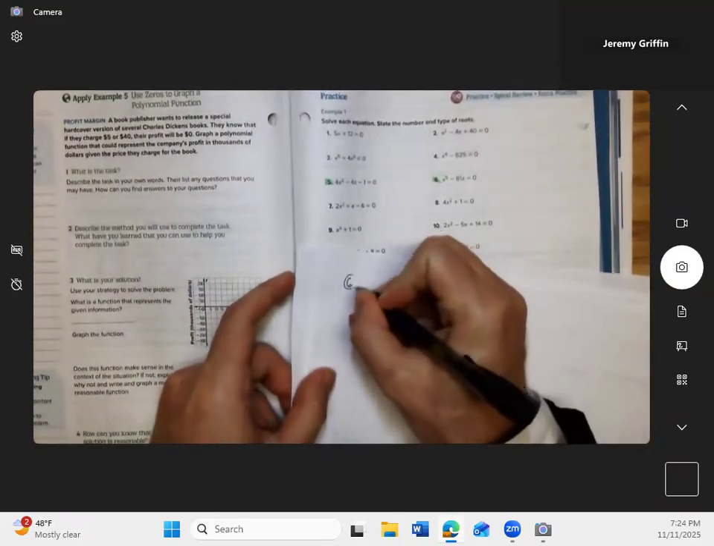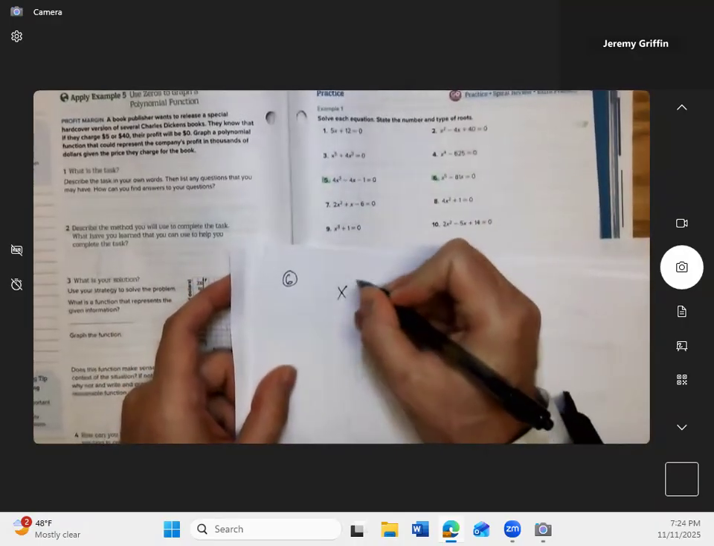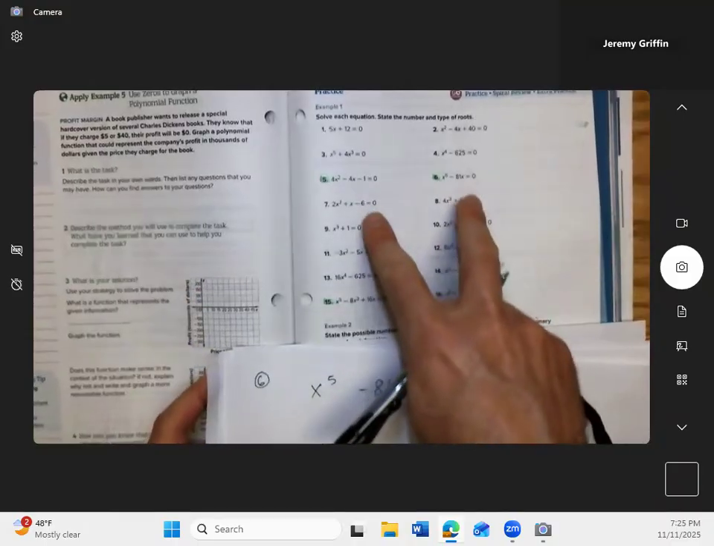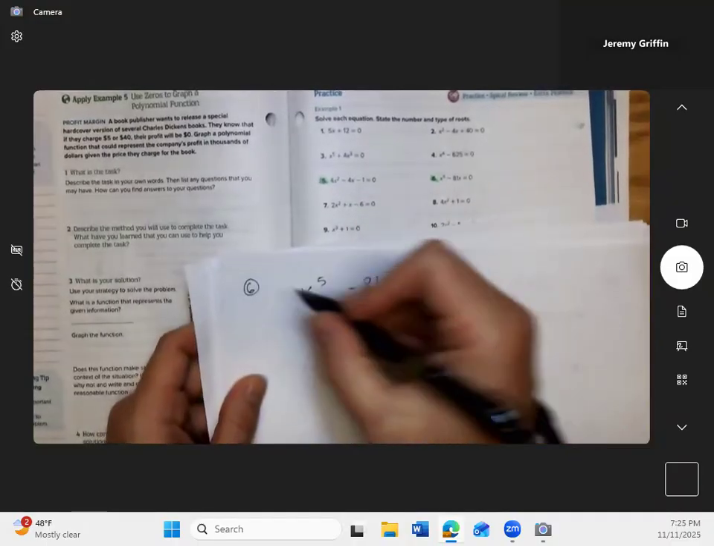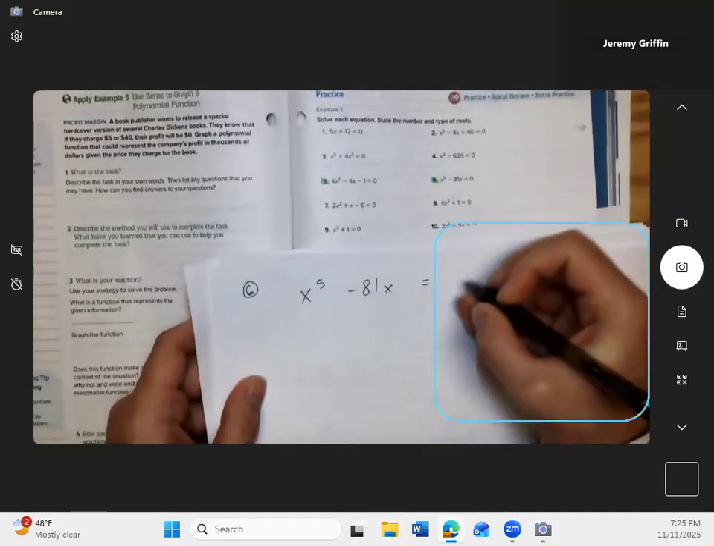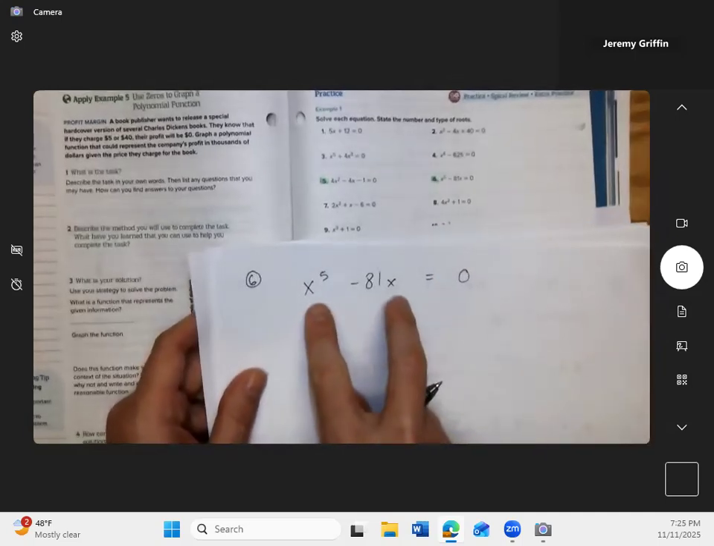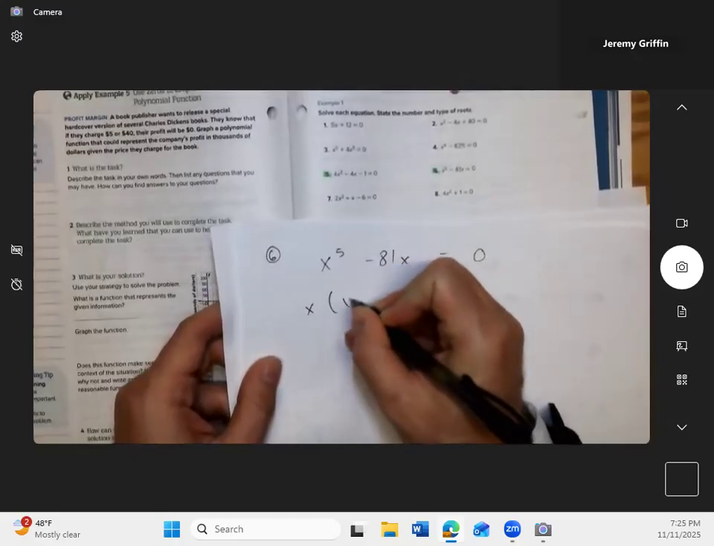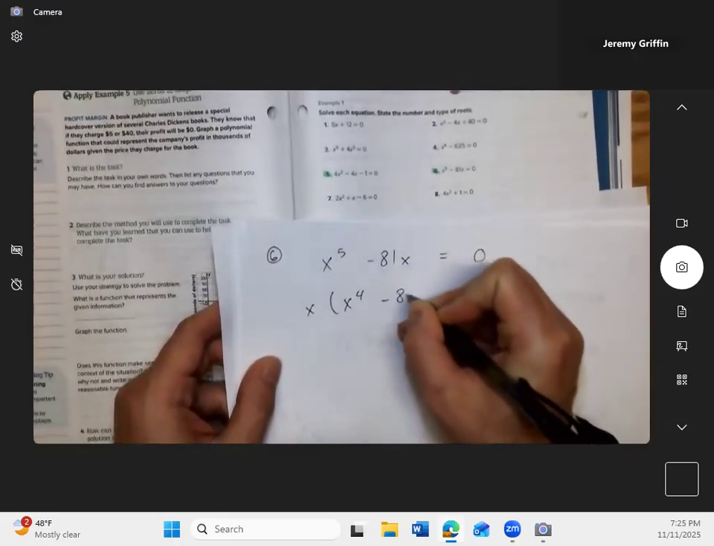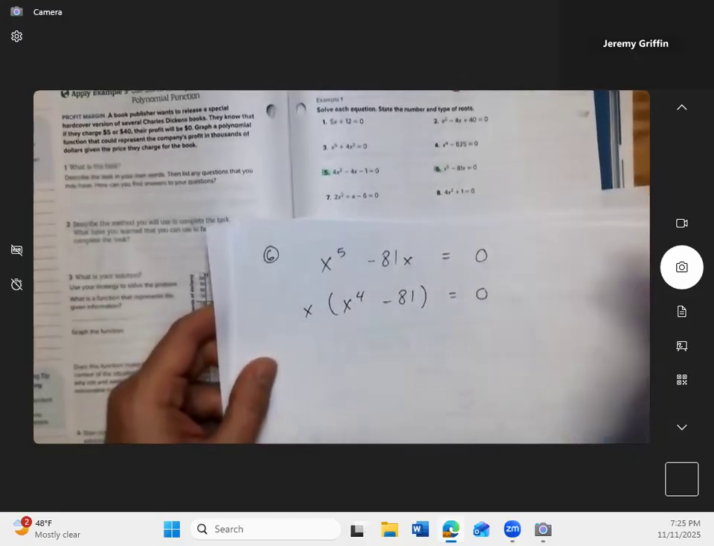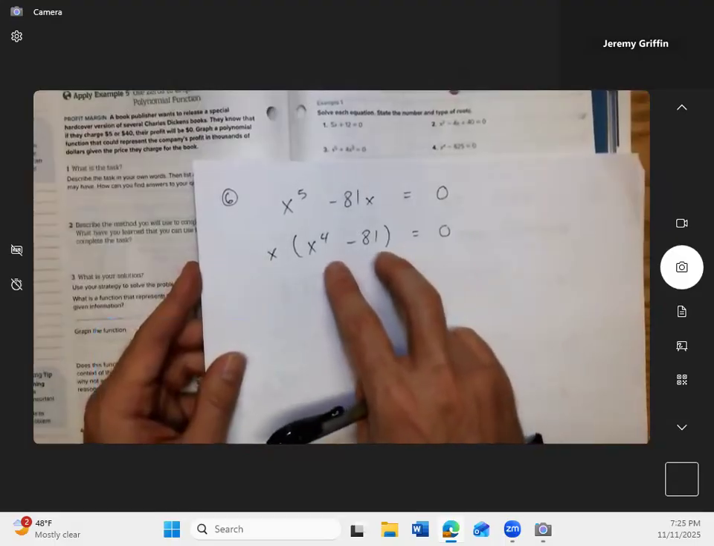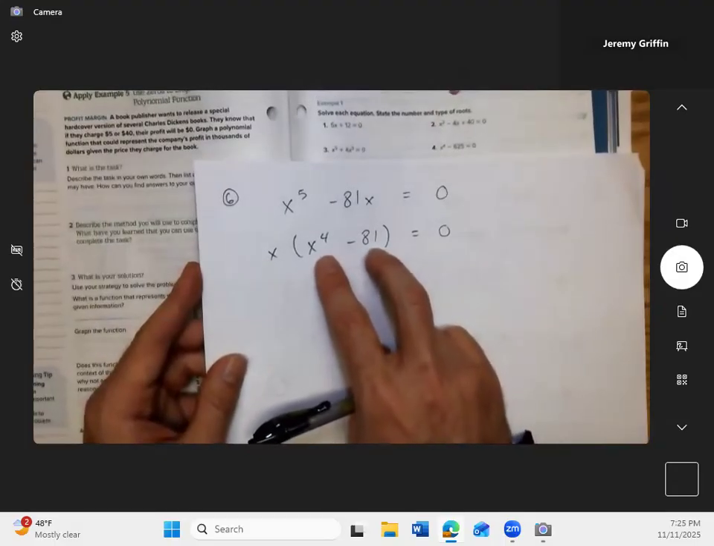Number 6. Oh yeah, I thought this one looked kind of exciting. We got x to the fifth minus 81x. Now these are all equal to 0. You guys notice that these are all equal to 0 all the way down? Otherwise, I'm always tempted to do y equals or f of x equals. That equals 0. And so I have two terms. I do see that both of them have an x in them, so I'll go ahead and take an x out. That gives me x to the fourth minus 81. Still equal to 0. We're trying to figure out where this crosses the x-axis, hence equals 0.